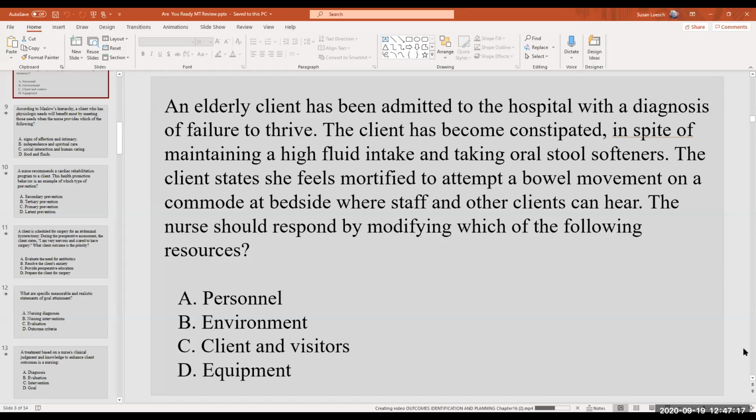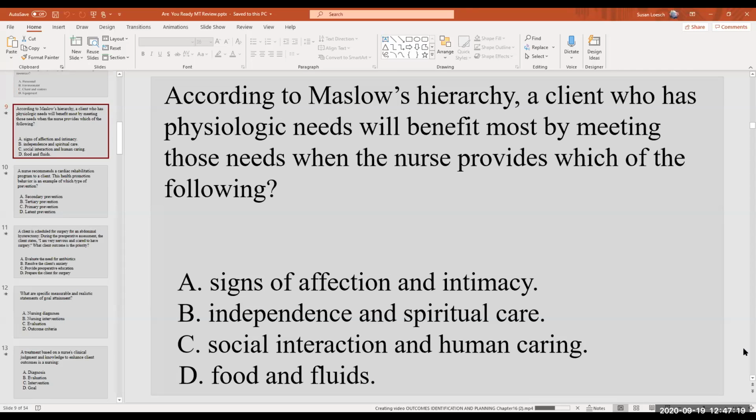Okay, according to Maslow's hierarchy, a client who has a physiological need will benefit most by meeting those needs when the nurse provides one of the following: signs of affection and intimacy.